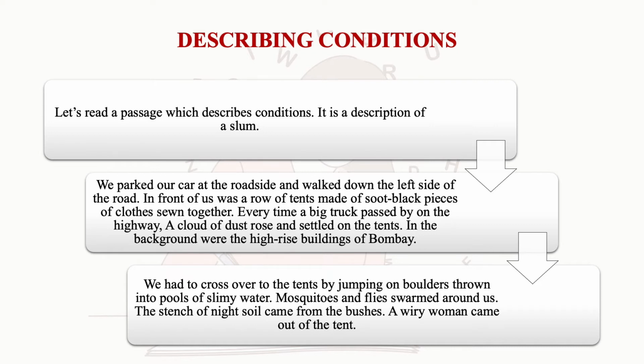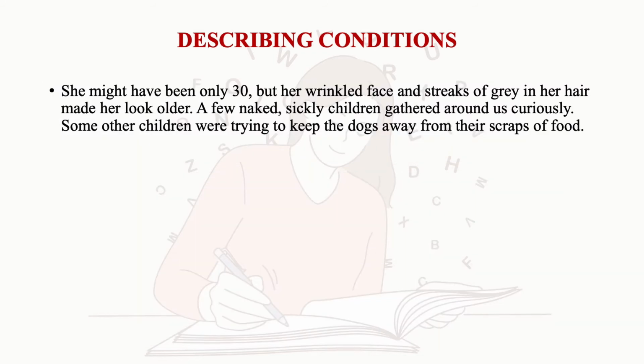Mosquitoes and flies swarmed around us. The stench of night soil came from the bushes. A wiry woman came out of the tent. She might have been only 30, but her wrinkled face and streaks of grey in her hair made her look older. A few naked, sickly children gathered around us curiously. Some other children were trying to keep the dogs away from their scraps of food.